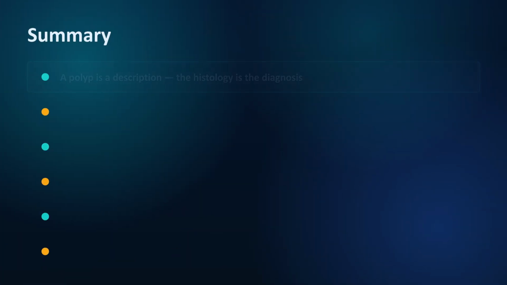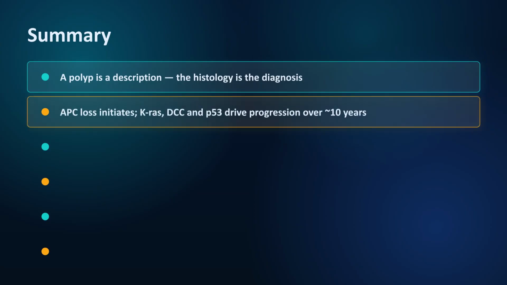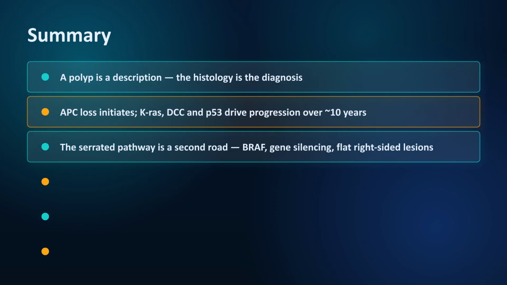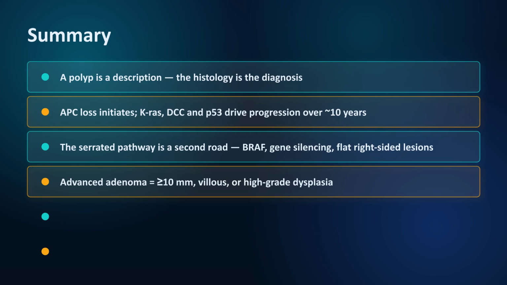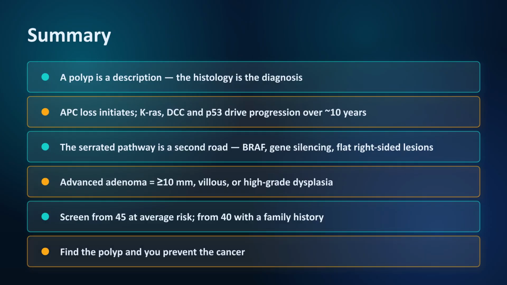Let us bring it all together. A polyp is a description. The histology is the diagnosis. Loss of APC initiates the adenoma, and K-ras, DCC and P53 drive it onto carcinoma over roughly a decade. The serrated pathway is a separate road running through BRAF and gene silencing, and it produces the flat right-sided lesions we miss. An advanced adenoma is 10 millimeters or larger, villous, or high-grade dysplasia, and it shortens surveillance to 3 years. Screening starts at 45 for average risk, and at 40 when there is a family history. Find the polyp, and you have prevented the cancer.